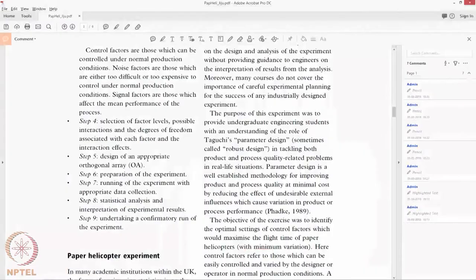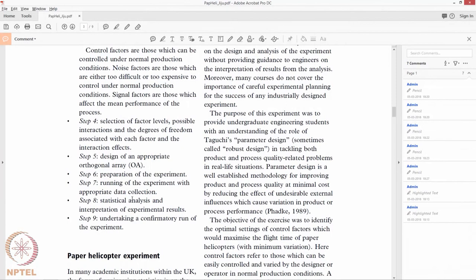Then you will have to prepare the experiment, of course. Then you need to decide what kind of randomization procedure you are going to use. That is what the preparation of the experiment is. Then you run the experiment with appropriate data collection. You choose the orthogonal array, and for each setup you have generated your output. Sometimes you might want to repeat each experimental setup. That is what we saw, because there could be variability within an experiment and there is obviously variability between the two experiments.